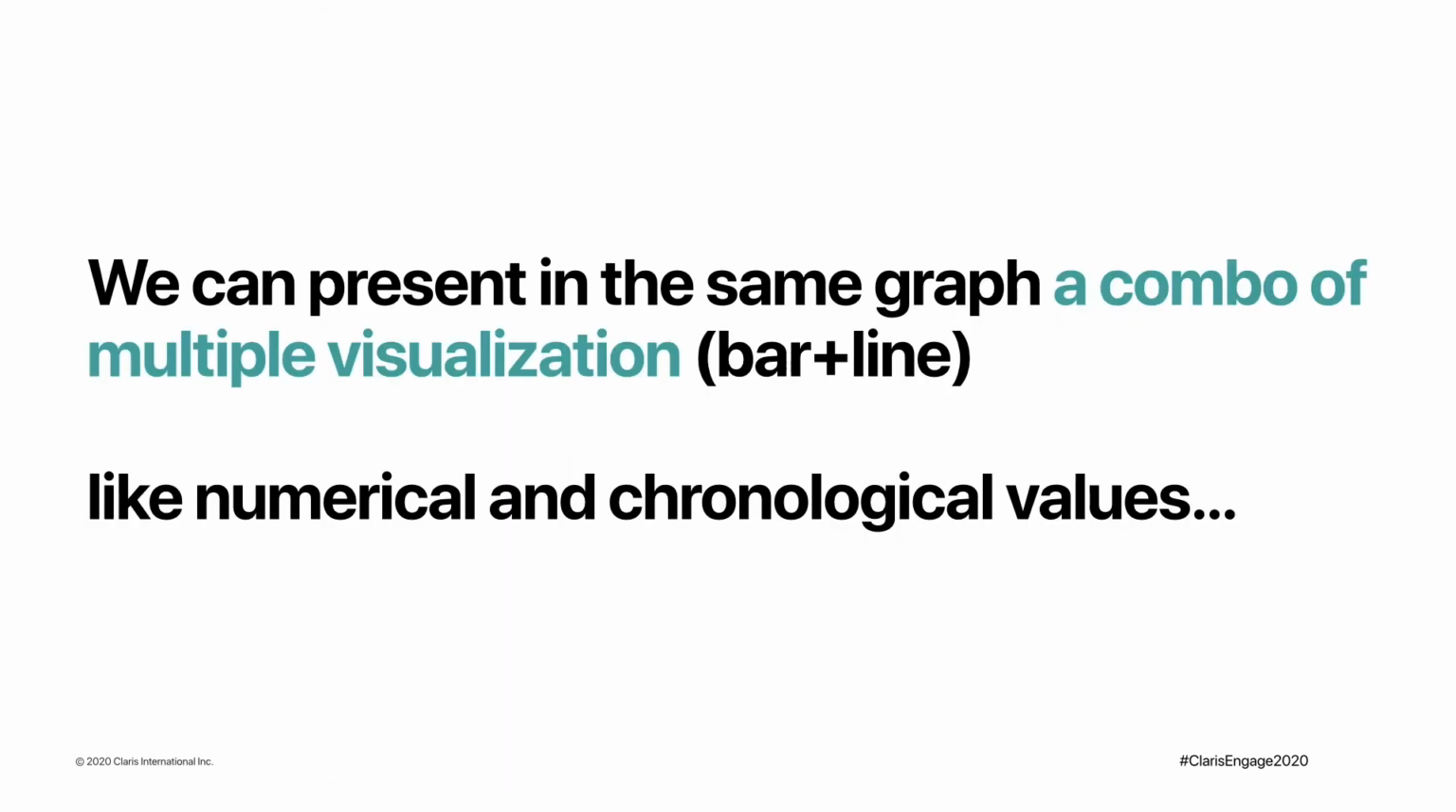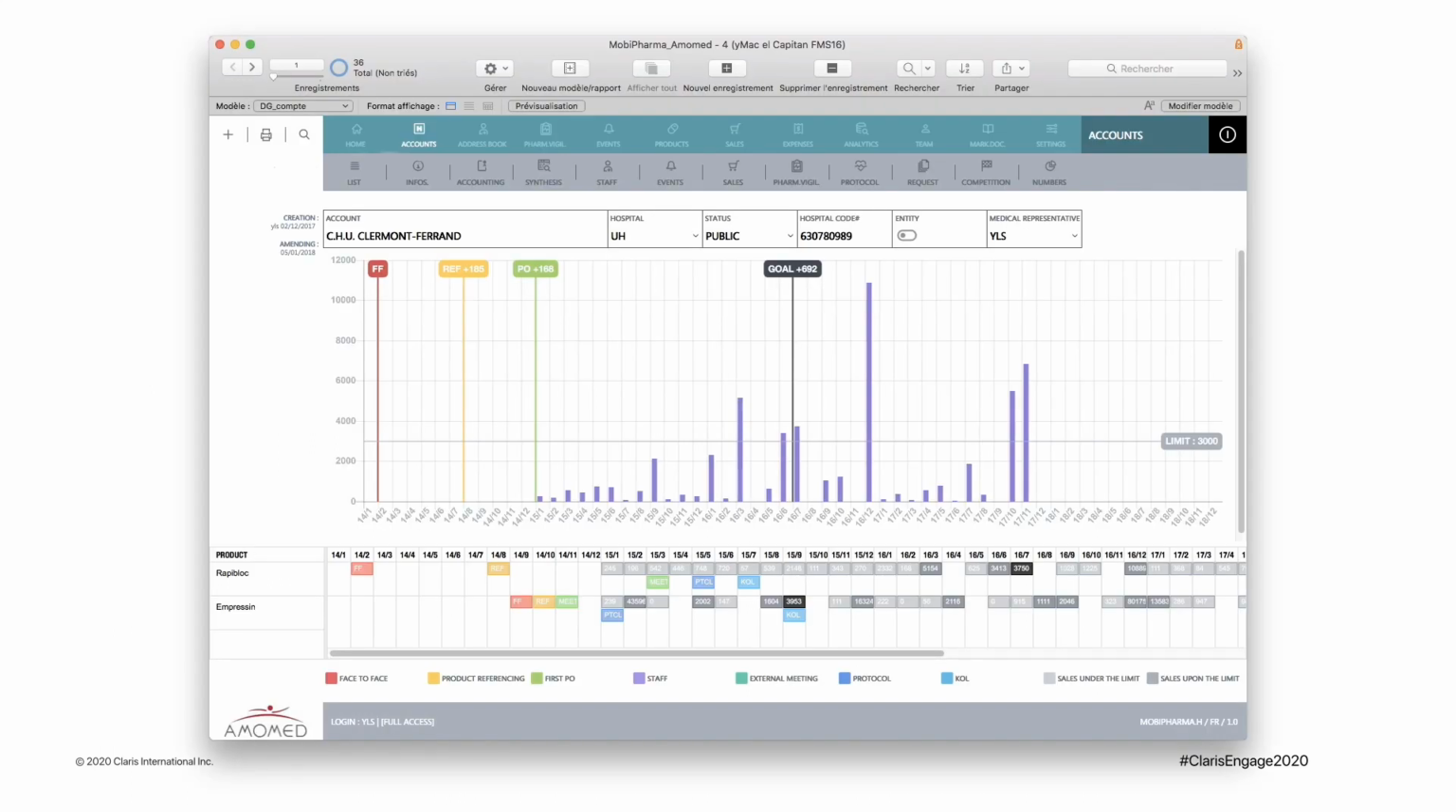Another kind of really complex graph we can build with a tool like Chart.js is the combo graph. Combo means that we can add in the same graph different kinds of charts, bar charts and line charts in the same graph, for example. This very complex graph presents a lot of information at the same time. The y-axis represents sales amount and the x-axis represents time.